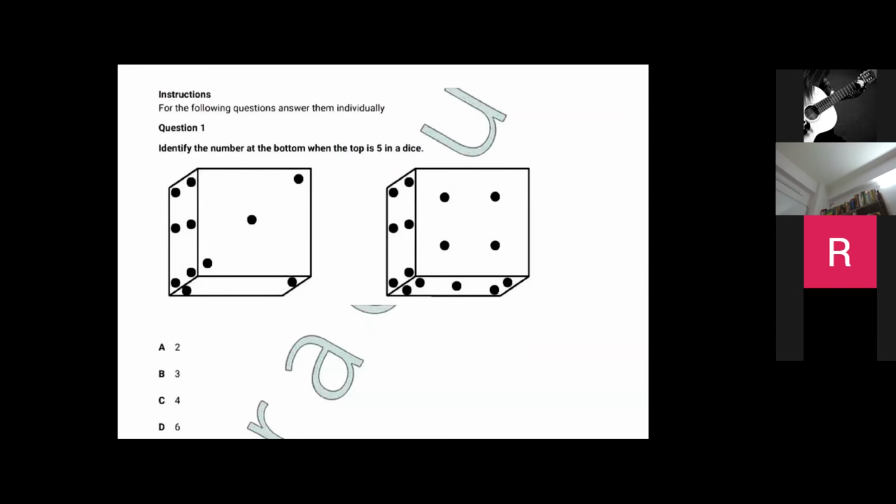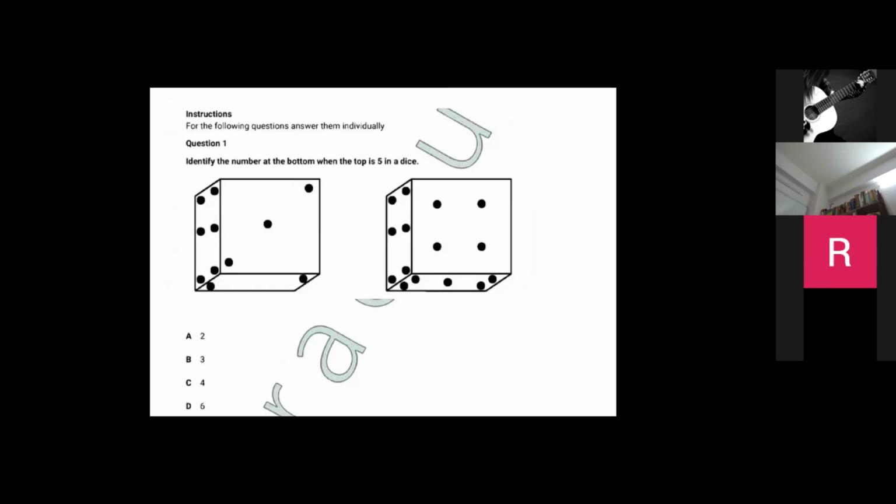Open the PDF. I want you to give me the answer. Is it visible to you? Identify the number at the bottom when the top is 5 in a dice. So the question will not be directly asked as find out the adjacent side, find out the opposite side. This is nothing but they're asking the opposite side of 5. When you have the top as 5, what is the bottom portion? It is the opposite side. Find it out whether they have any similar sides or no similar sides.